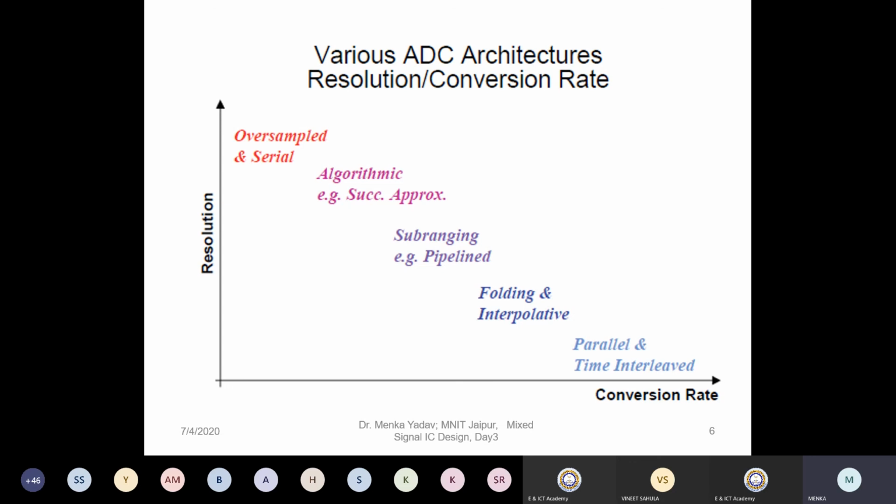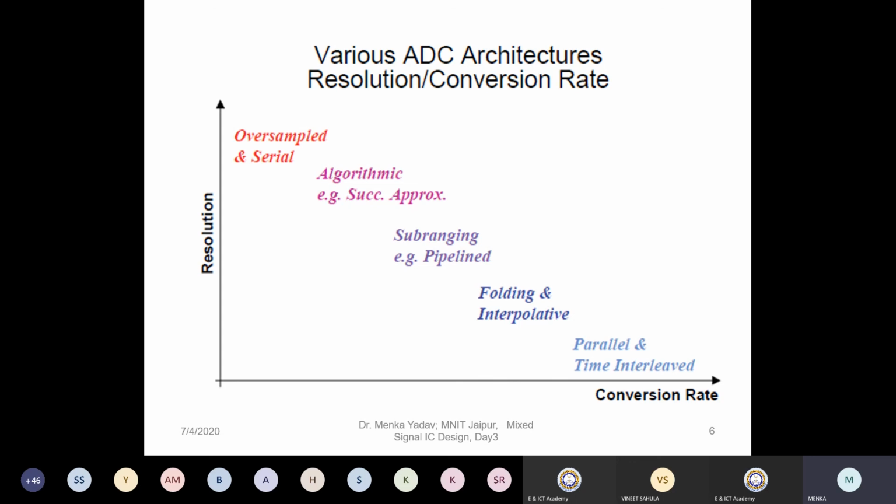There are oversampled and serial converters. These have the maximum resolution, but the conversion rate is very low, because serial means it is going to take one after the other. That's why the conversion rate is less. Another one is algorithmic, for example, successive approximation converters. We will discuss this. In this case, the resolution is moderate and the conversion rate is a little higher as compared to the oversampled.